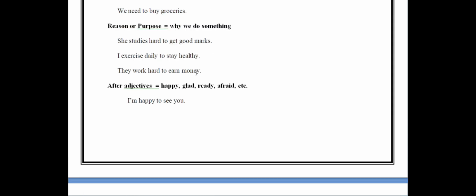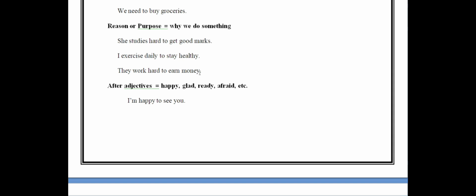Example, moving forward now. It is for some reason or purpose. Why do we do something? So what is the reason for it, or what is the purpose for it? She studies hard. What is the purpose? To get good marks. I exercise daily to stay healthy. What is the reason behind exercising daily? To stay healthy. They work hard to earn money.